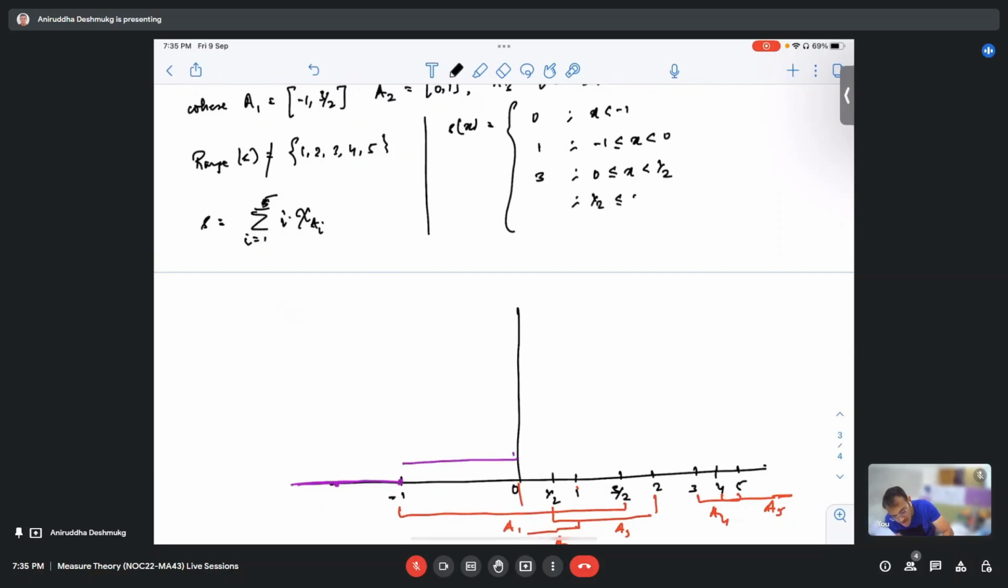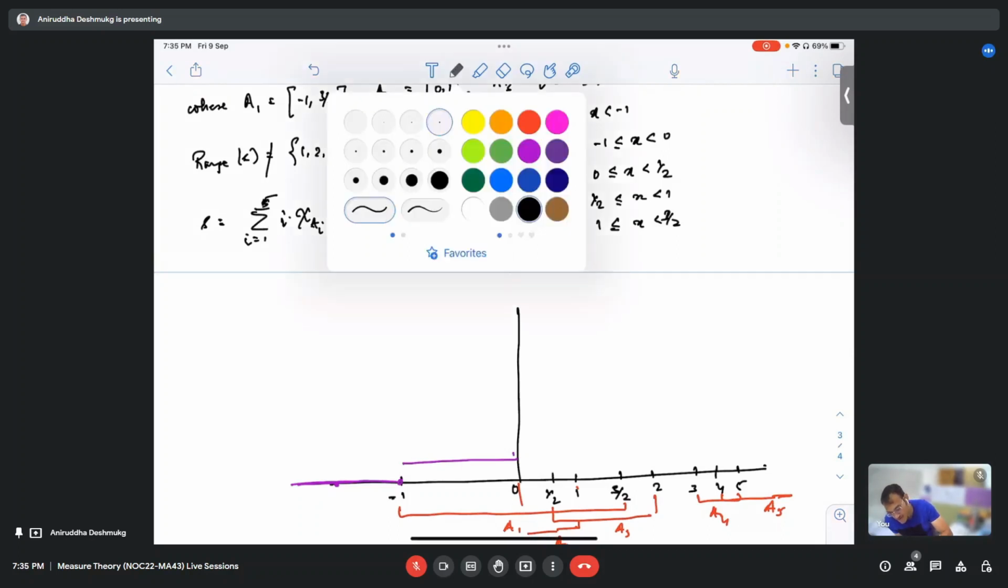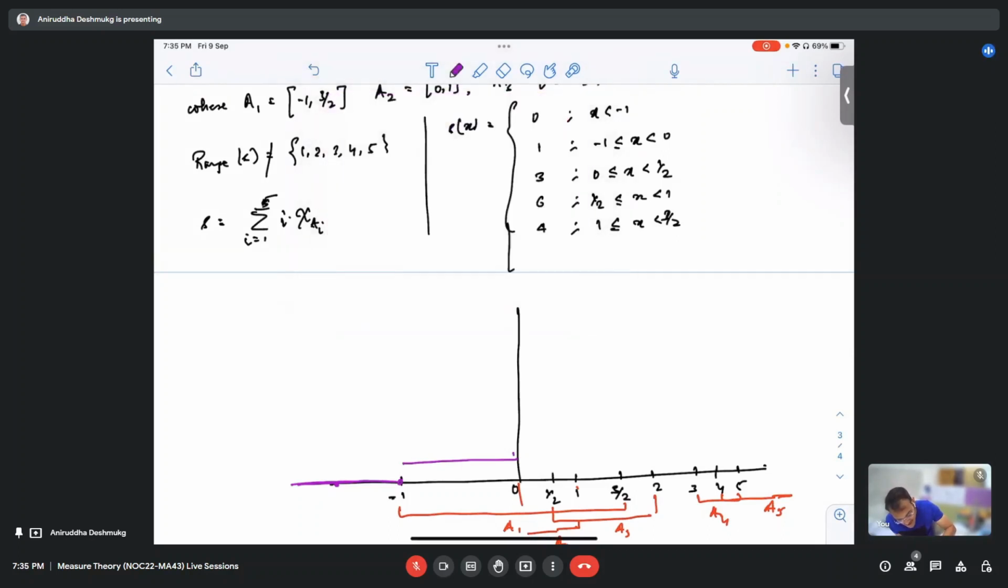What about half to 1? Now it is inside A1, A2 and A3. So it is 1 plus 2 plus 3. It is 6. And then from 1 to 3 by 2, what all sets are contained here? A1 is there, A3 is there. Only A1 and A3 are there, so it is 4. So let me draw: 0 to half is 3, half to 1 is 6, and 1 to 3 by 2 is 4.